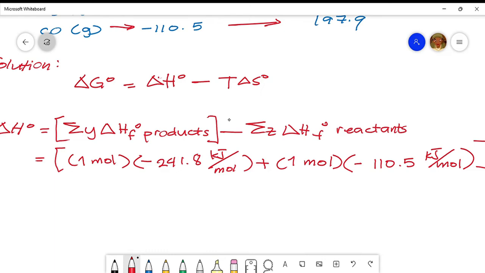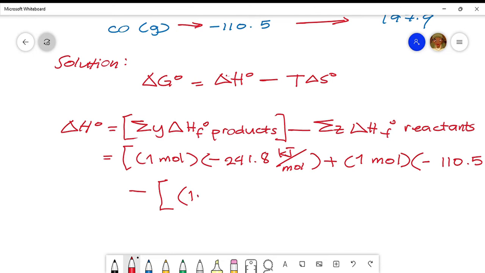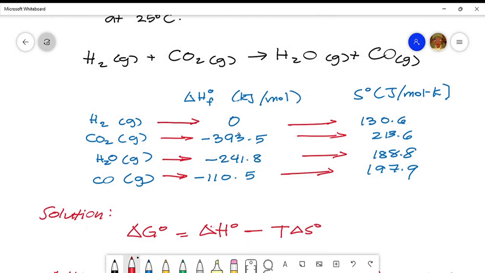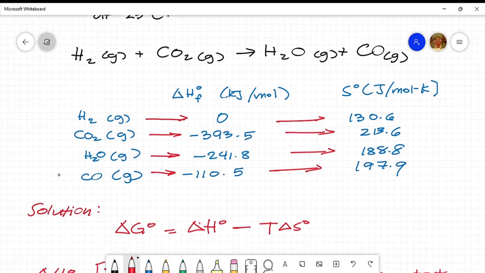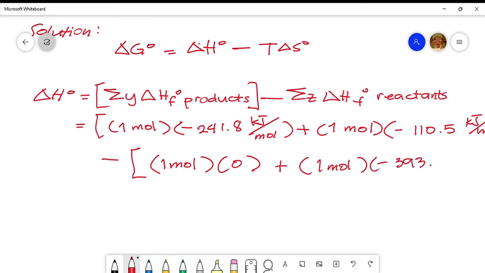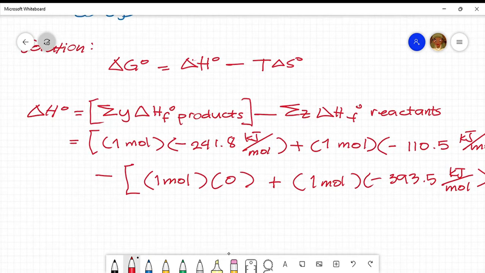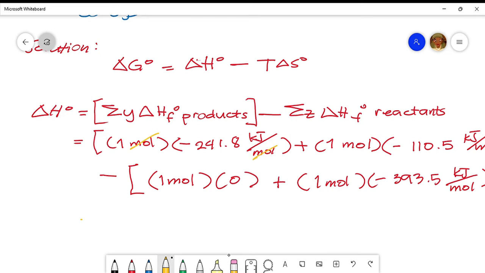Let's proceed to the reactant side. I'm just going to put the minus sign here. For the reactant side, we have 2 components as well. We have H2 and CO2 gases. For H2, we have 1 mole of H2, and its standard enthalpy of formation is 0, plus 1 mole of CO2. CO2 is negative 393.5 kilojoule per mole. Let me use another color to cancel the units out. We have to cancel this one since it's multiplied by 0.